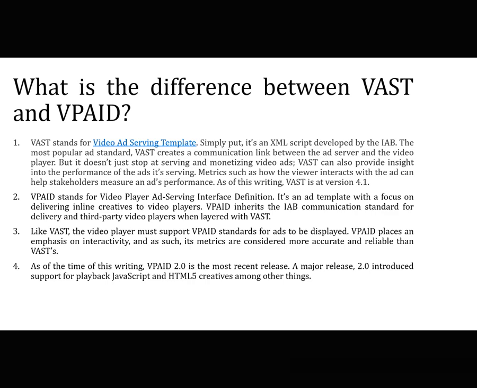Metrics such as how the viewer interacts with the ad can help stakeholders measure an ad's performance. As of this writing, VAST is at version 4.1. VPAID stands for Video Player Ad Serving Interface. Definition: it's an ad template with a focus on delivering inline creatives to video players. VPAID inherits the IAB communication standard for delivery and third-party video players when layered with VAST. Like VAST, the video player must support the VPAID standards for ads to be displayed.